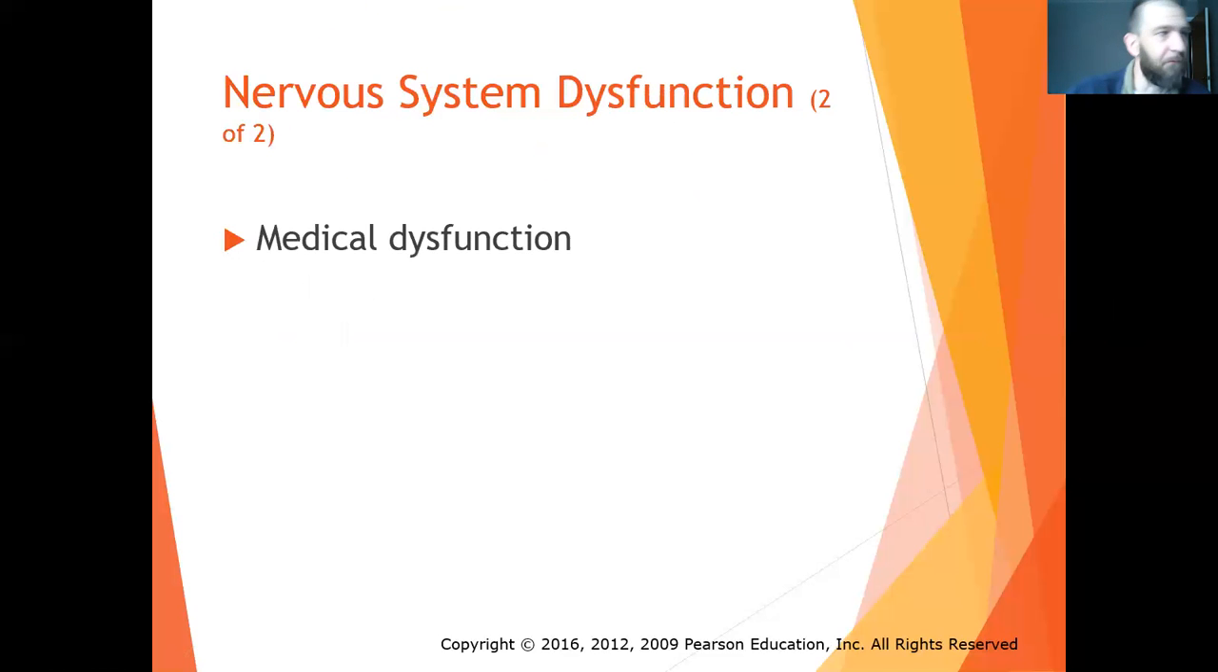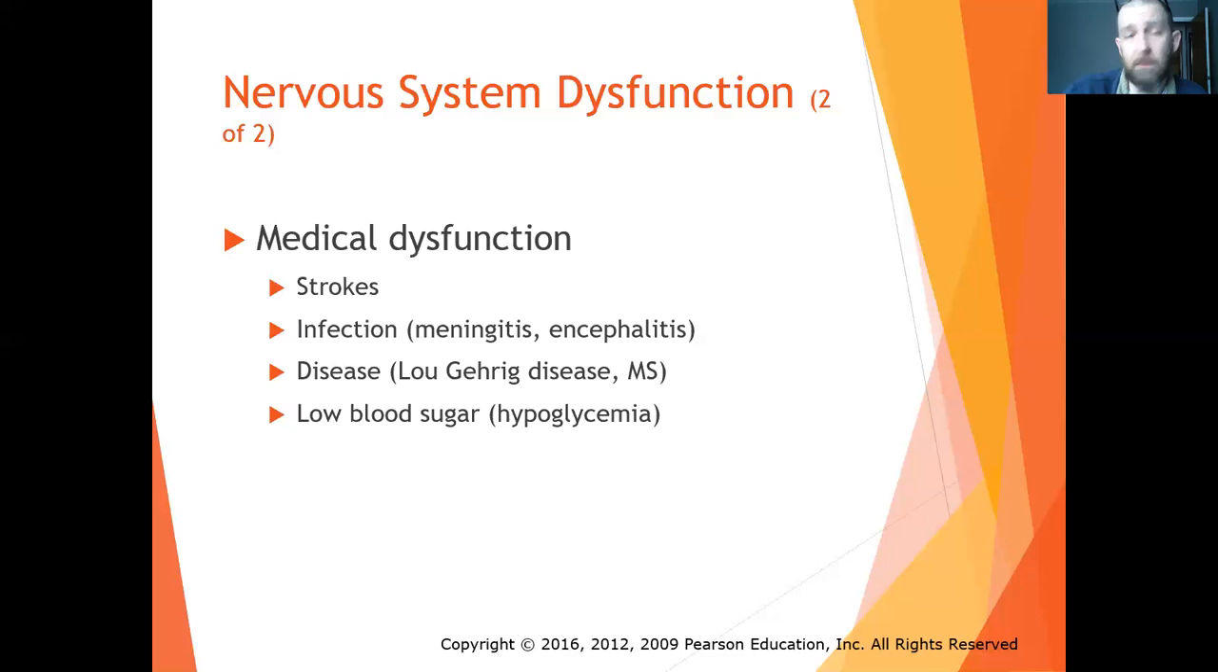Other dysfunctions are medical dysfunctions. So we can have strokes. Obviously, lack of blood supply. If an artery in the brain is either occluded, blocked, or if it's burst, an aneurysm has occurred, a bubbling, basically, of a weakened wall of an artery that bubbles out and then bursts. Those can result in strokes.